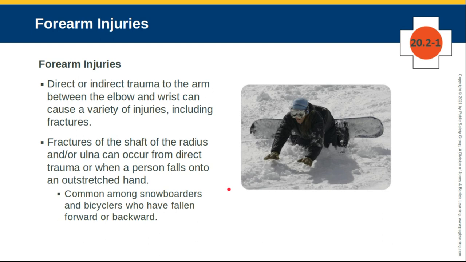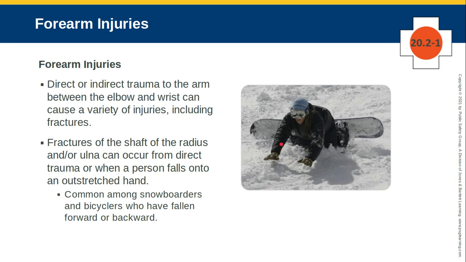Now, specific forearm injuries. You have long bones in the forearm, the radius and the ulna, and they can fracture just from a direct fall as well. We see here a snowboarder catching a toe edge, putting their arms out to catch their fall, and you can imagine the force that's going to end up on the bones of the forearm.